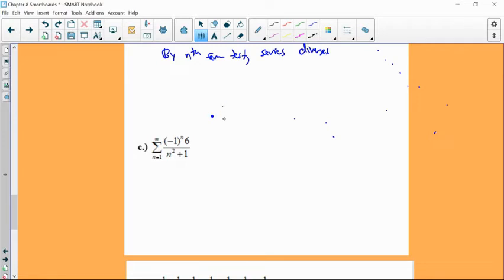So first, let's look at the limit as n goes to infinity of 6 over n squared plus 1, which is pretty easy to verify that that's 0. That's the first thing we need to verify. Then second, let's see what kind of function, can we claim it's decreasing?